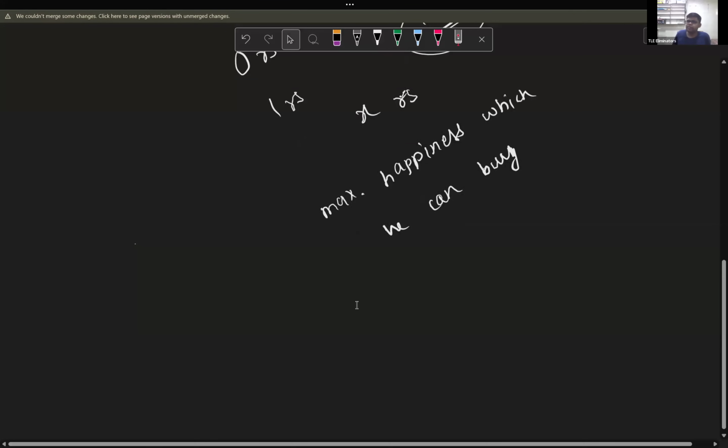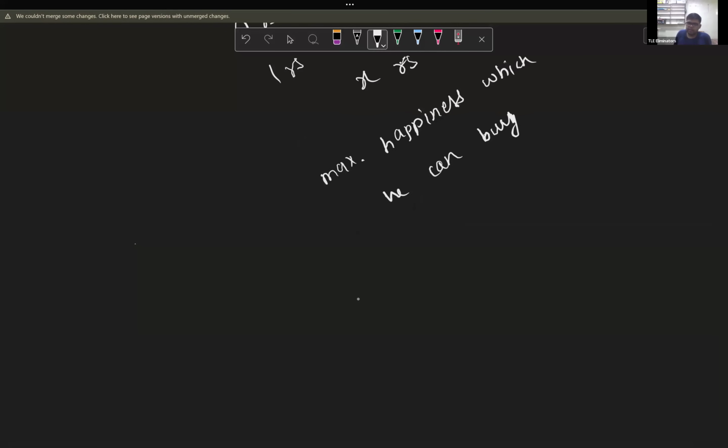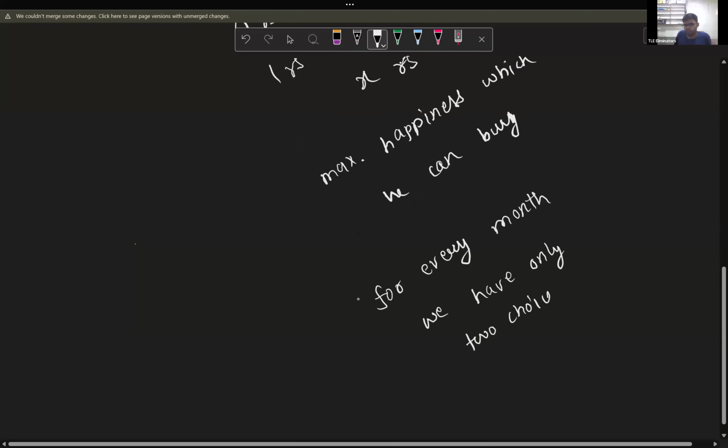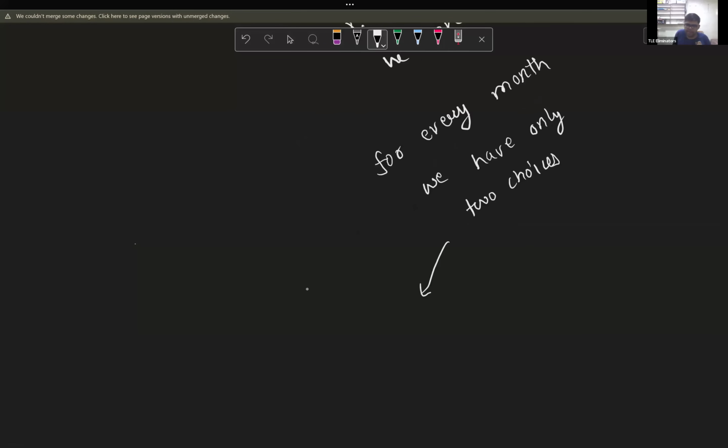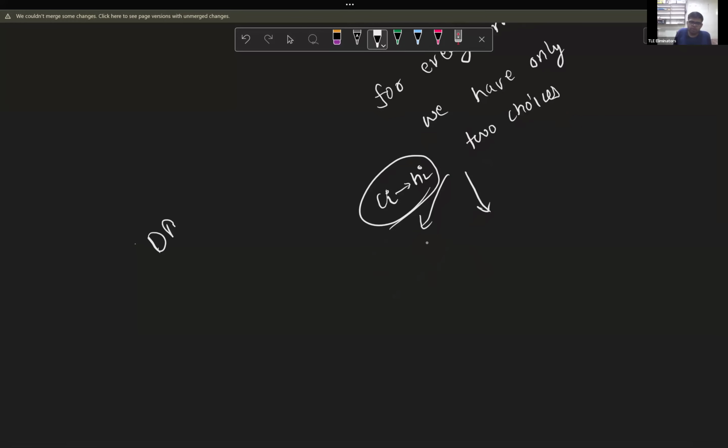So at the very least, one thing looks really intuitive here: for every month we have only two choices, either buy happiness or don't. So either spend CI rupees to get HI happiness or do nothing. This thing is possible only when you have that much money already, so it is coming up with a condition basically. So dynamic programming looks really intuitive here, right? Dynamic programming looks intuitive.